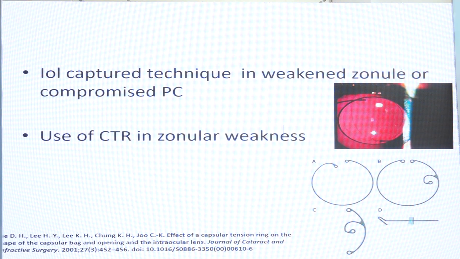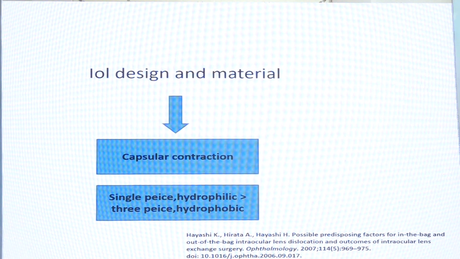Use a CTR in zonular weakness, suturing the CTR. Once you have put the CTR, the CTR itself can tilt with the lens, so you may need suturing of the CTR. You have to select the IOL design, considering capsular contraction: single-piece hydrophilic or three-piece hydrophobic.